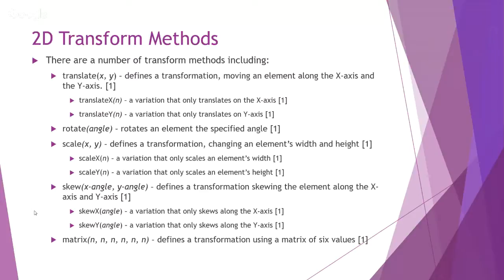And then there's skew, which takes X angle and Y angle, or if you want to do skewX or skewY, you can take just an angle. That will skew an element along the X and Y axis. And there's also matrix, which takes 6 values. I'm not 100% sure what all those do, or what all that means, but that's something we can get into at another time.